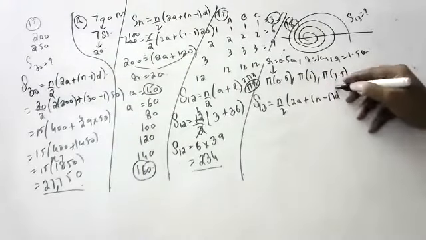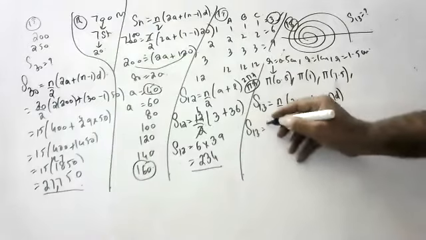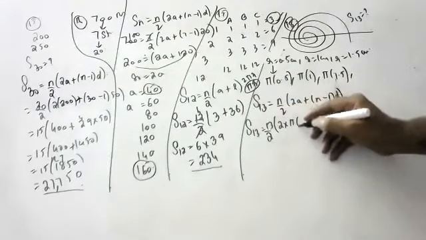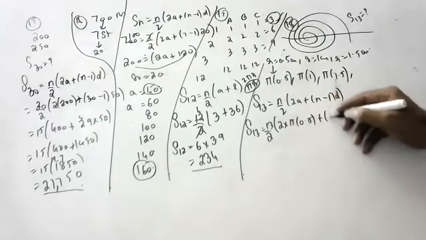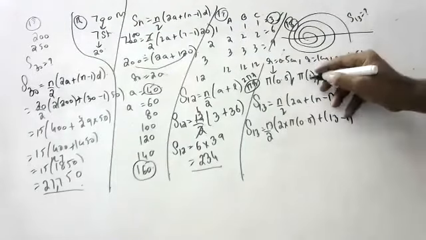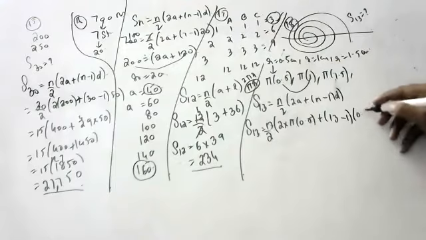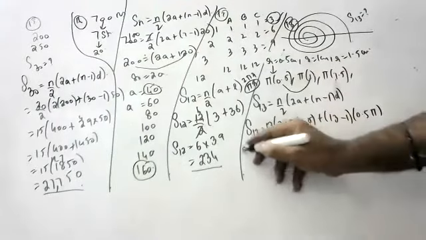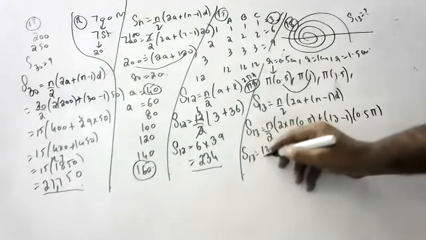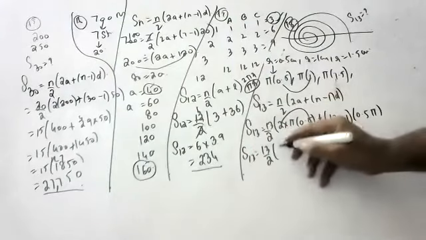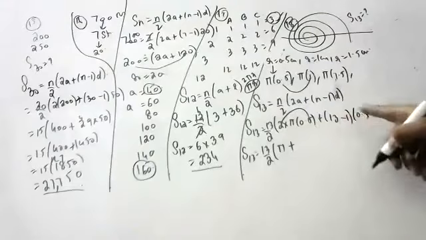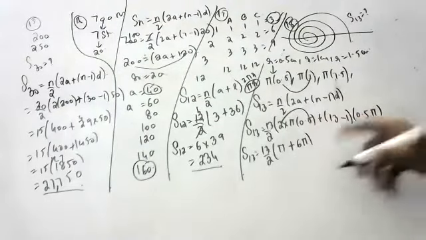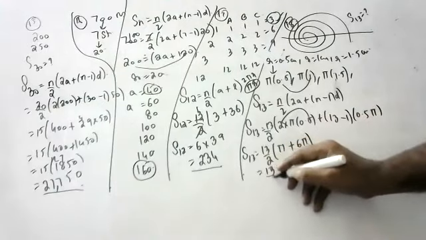Okay. The sum of 13 terms is equal to 13 by 2 into pi into 0.5, plus 13 minus 1 into the common difference 0.5 pi. The sum of 13 terms is equal to 13 by 2 into 2 pi into 0.5, which is 6. 12 pi into 0.5 is 6.